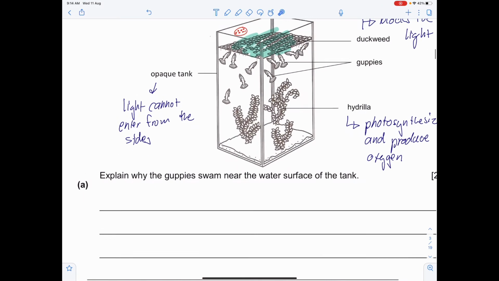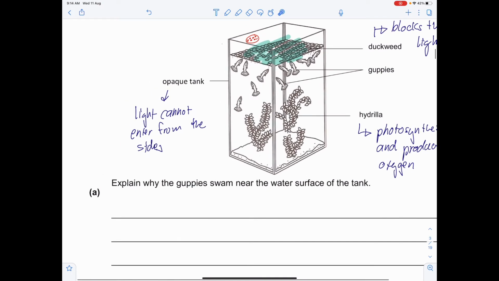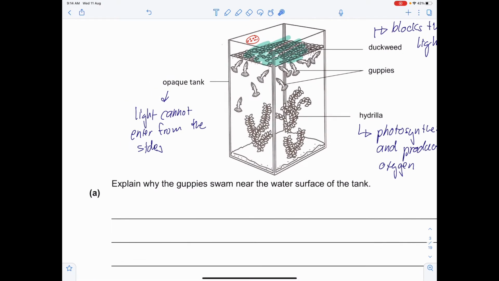Okay? So the whole story is basically because your duckweed has blocked the light. Hence your hydrilla can no longer photosynthesize and produce oxygen. Your guppies need to respire. So they need oxygen to respire, right? So they swim up to the surface to get oxygen. That's the whole story as to why.